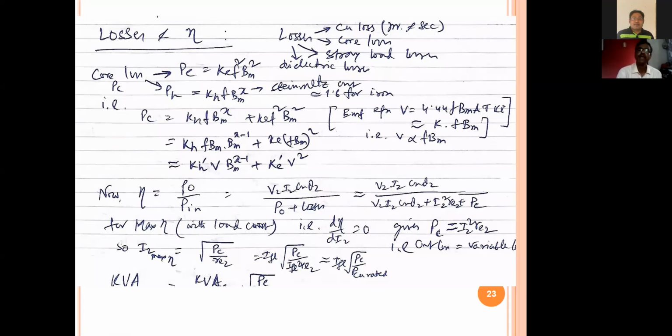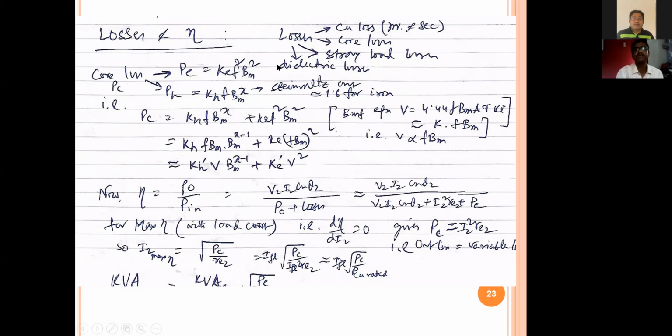Now, stray load loss will constitute about 5 to 6% at maximum, not of the total power, but among the losses. Okay, if the total loss is 100 watt, say 94 watt will be due to the copper and core loss, and then 3 to 4 watt will be due to stray load loss, and then another 2 to 1 watt will be for dielectric loss.